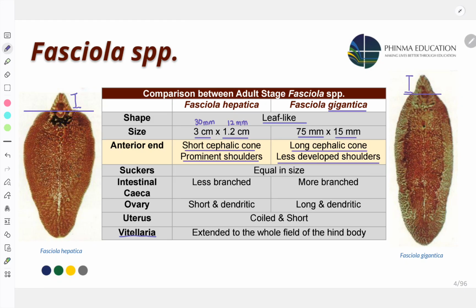Also, the vitellaria of your species extend to the whole field of the hind body. So this is your vitellaria. Basically, these are accessory genital organs. They help provide, like in a chicken egg, the yolk sac to the embryo, except this is for your trematodes.